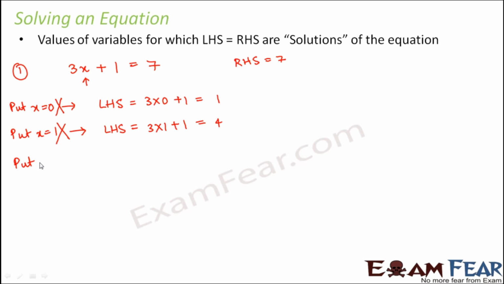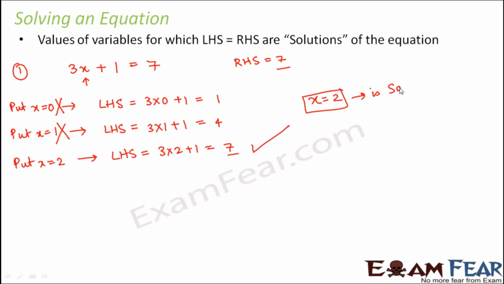Now let's try with x is equal to 2. In this case, left hand side is 3 into 2 plus 1. So 3 times 2 is 6 plus 1, that is 7. Is left hand side equal to right hand side? Yes. Therefore x is equal to 2 is a solution for this particular equation. Again, the solution for different equations will definitely be different.